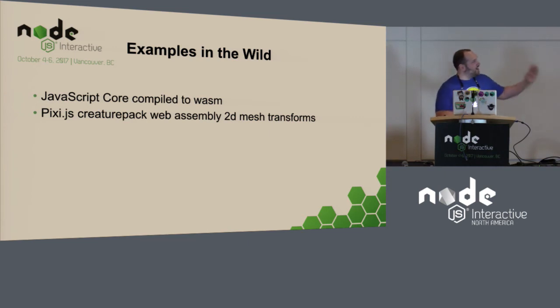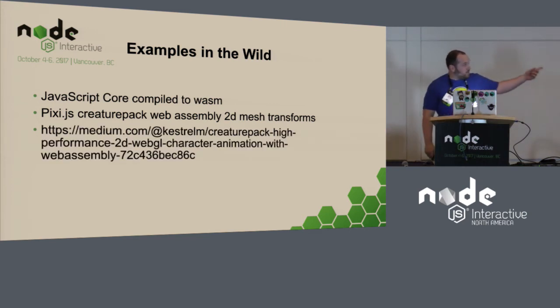I don't know, anyway. Another thing is this Pixi.js, which is a WebGL rendering library. It's a really good one too. I'd recommend checking it out. So it has an extension called CreaturePack, and they ported their 2D mesh transformations to WebAssembly. Saw a big performance boost there, which is really cool. So it's basically taking a bitmap and dynamically transforming it so it looks like it moves around, which is really cool. If you want to check it out, you can check it out there. The slides are online, or if you can type furiously fast, you can get in there.